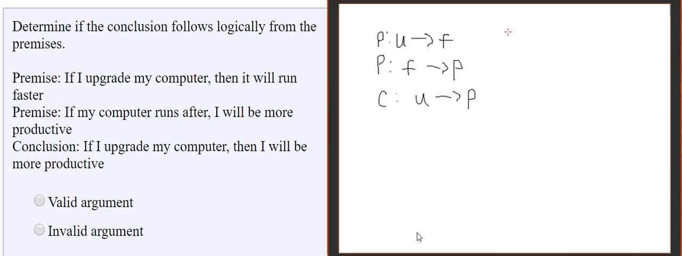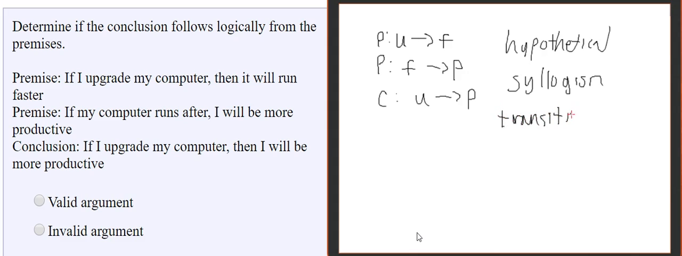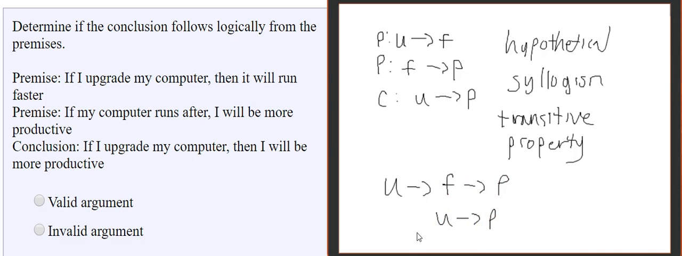This is actually an example of hypothetical syllogism, also known as the transitive property. So what we have is a chain of arguments here. U implies F, and F implies P, therefore U implies P. So we can conclude by the transitive property that the argument is valid. That would probably be the quickest way to determine the validity of the argument, by recognizing that it's a hypothetical syllogism.